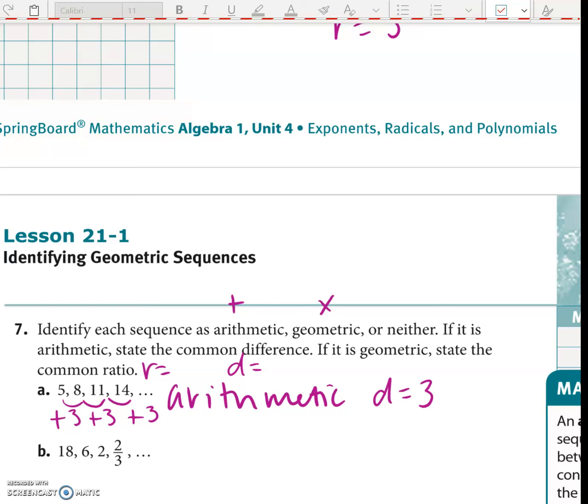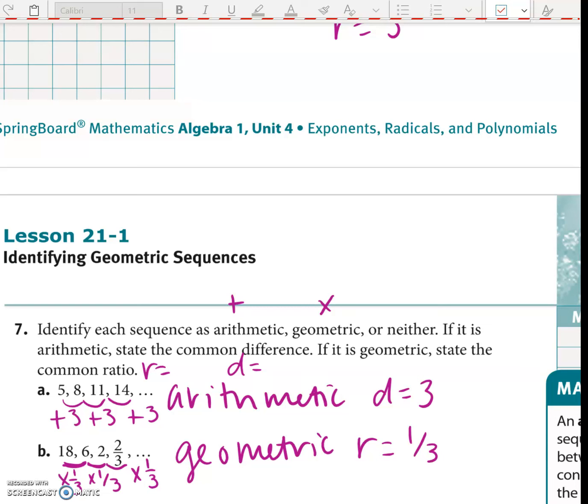But what I do know is if I look at from 18 to 6, I can multiply by 1/3 and get 6. And then if I do 6 times 1/3 again, I get 2. And then to get 2/3, I multiply by another 1/3. So this one is going to be geometric. And so we're going to say r equals 1/3.